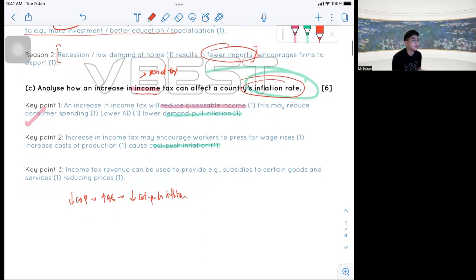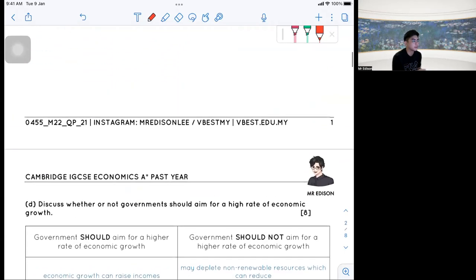Alright, so now let's move on to the next one, which is this one. Discuss whether or not government should aim for high rate of economic growth, yes or no. So this one has nothing so special, just basically why you should have a high rate of economic growth.